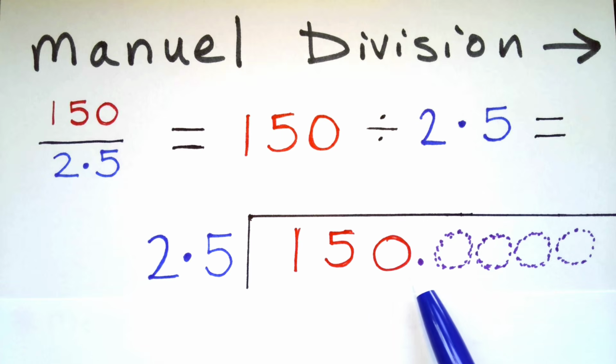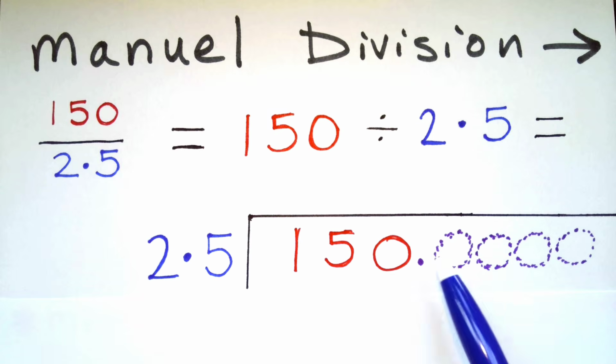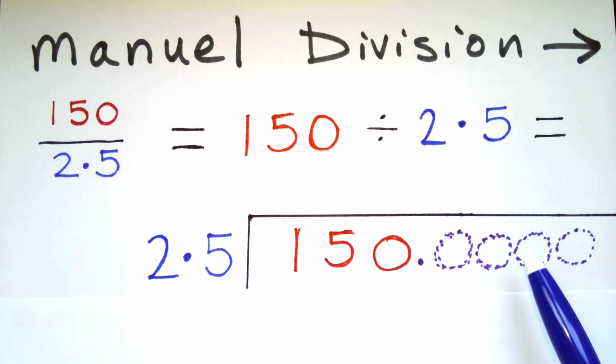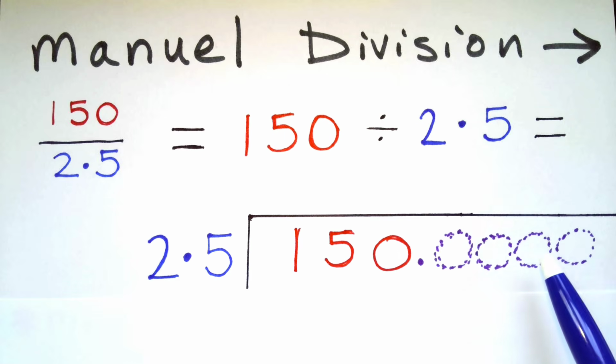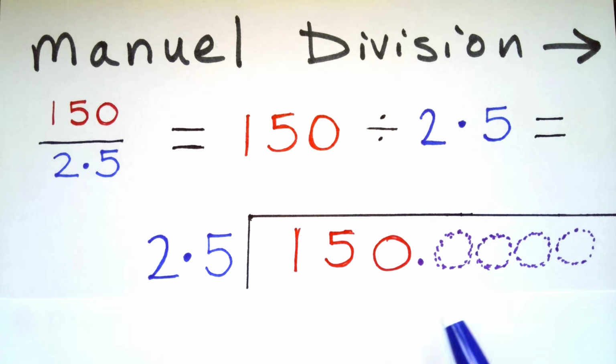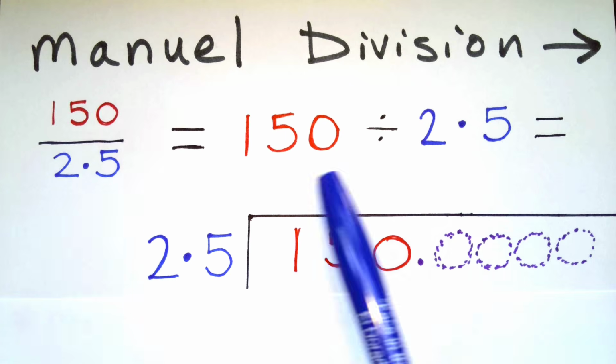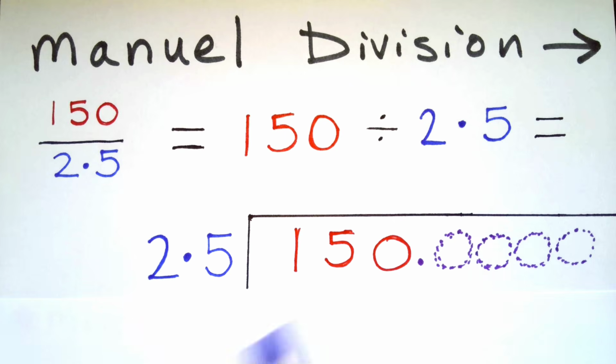Here I'm showing you the invisible decimal to the right of the 0, and I'm putting a bunch of invisible zeros as placeholders. You can put as many zeros as you like to the right of that decimal, because they go on forever and ever. So I'm going to show you how to do long division. Stick with me.